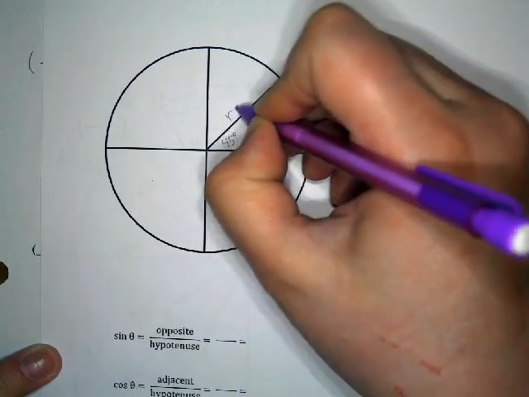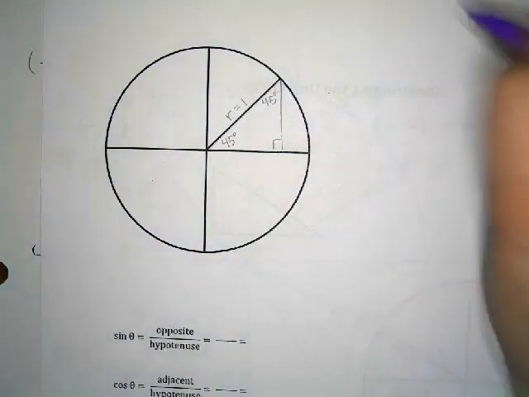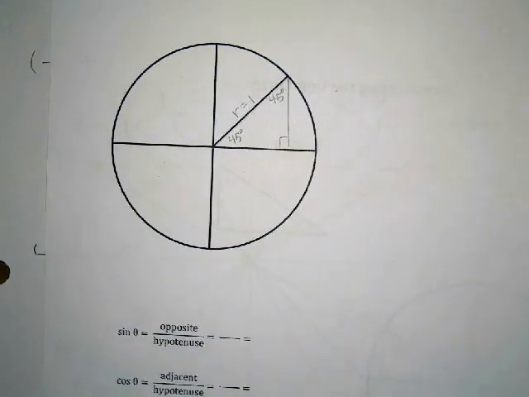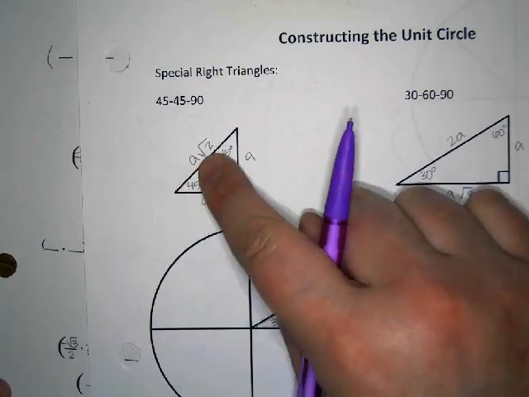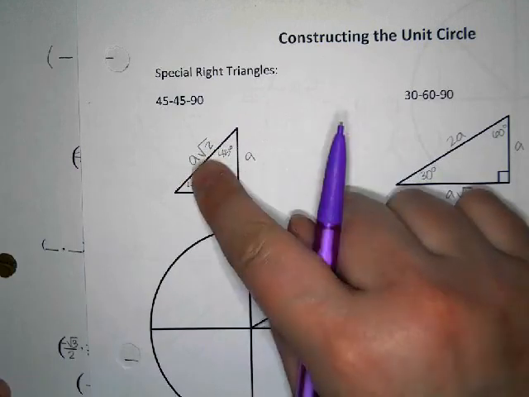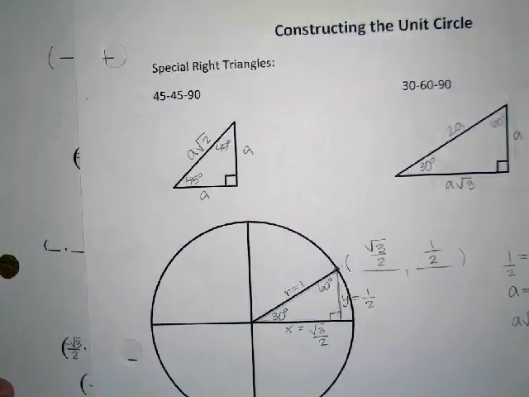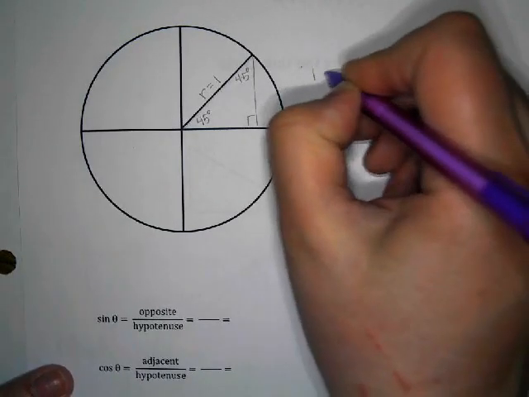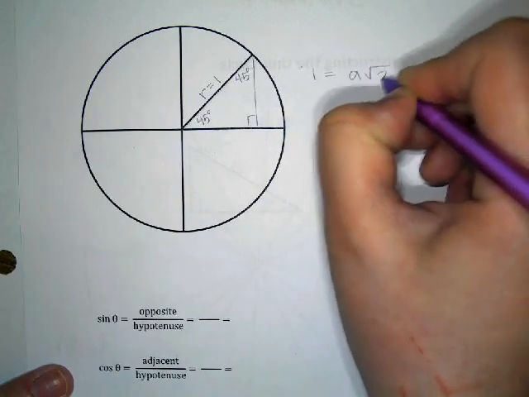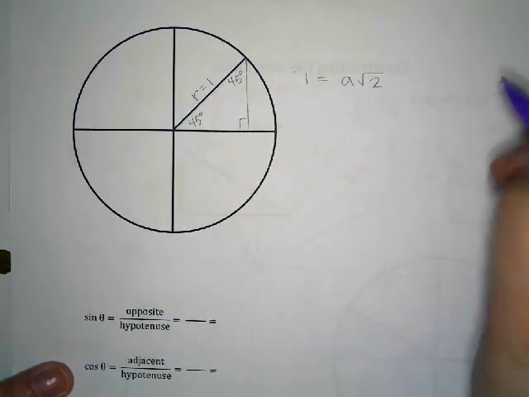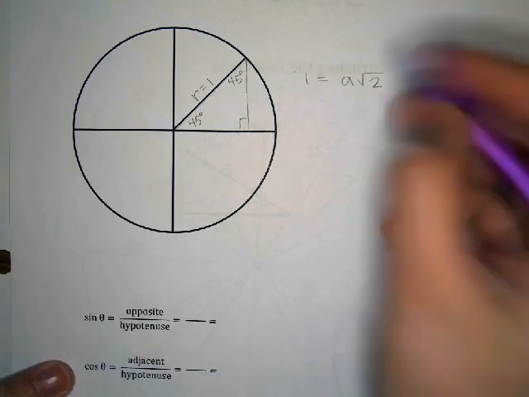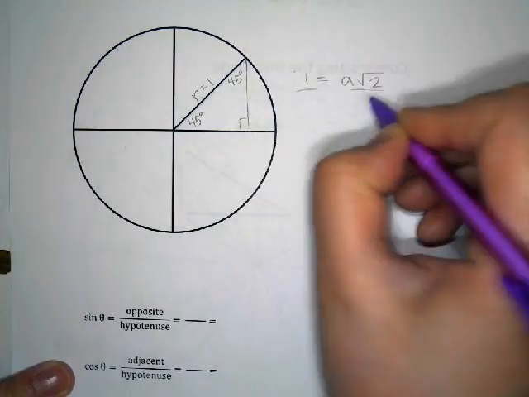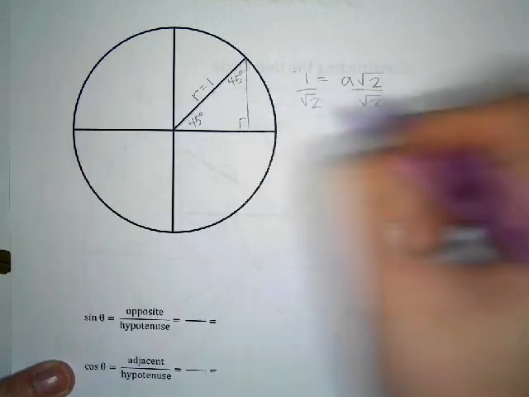We're still talking about a unit circle. And if you compare this to the special right triangle that's on the front, the radius of 1 is comparable to the a root 2 side. It's comparable to the hypotenuse, which is the a root 2 side. So I'm going to say 1 equals a root 2. And how do I solve for a? Divide by root 2. So a equals 1 over the square root of 2.